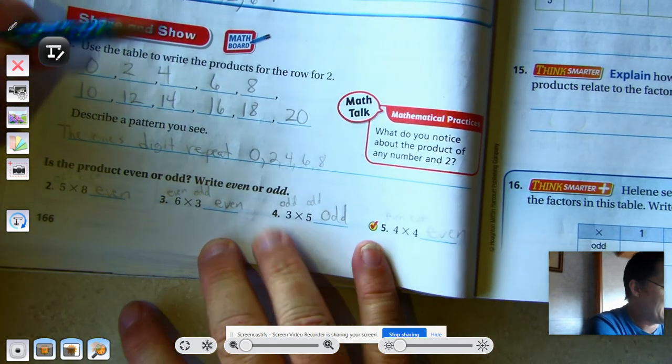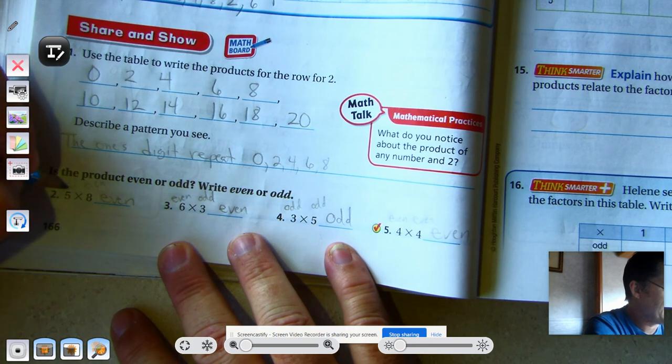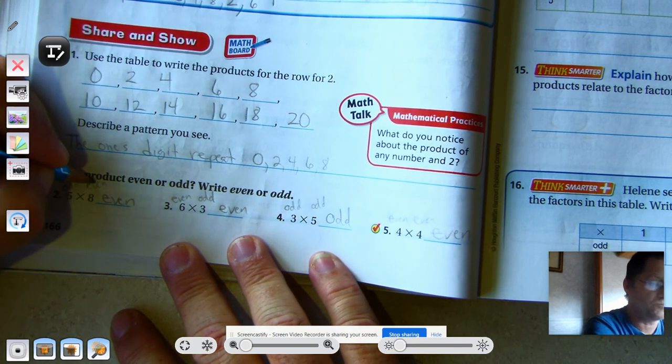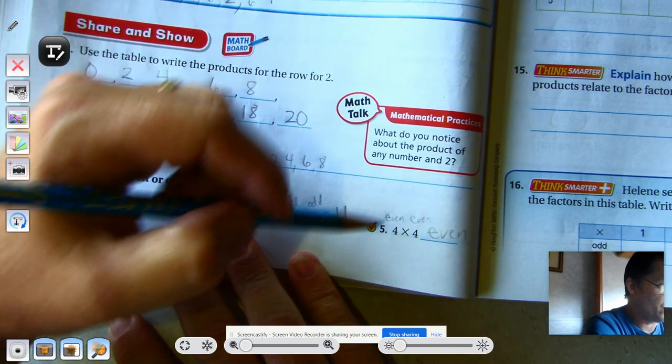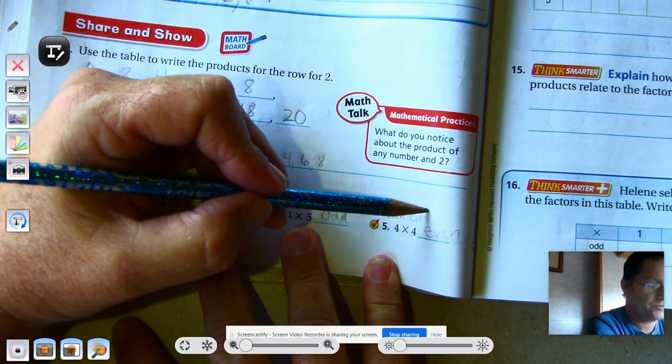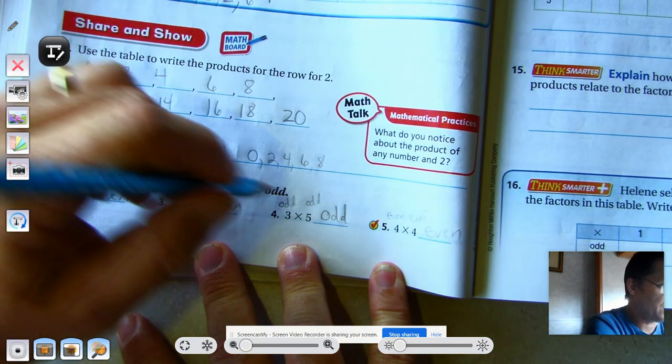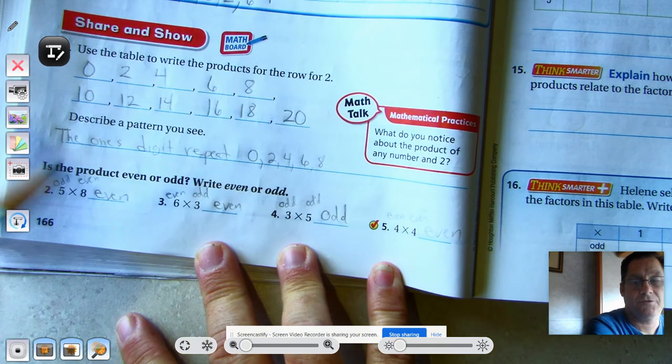So basically, we should notice a pattern that anytime you multiply odd and even, your product will be even. Whenever you multiply even and uneven, your product will be even. If you multiply two odd numbers together, you'll get an odd product.